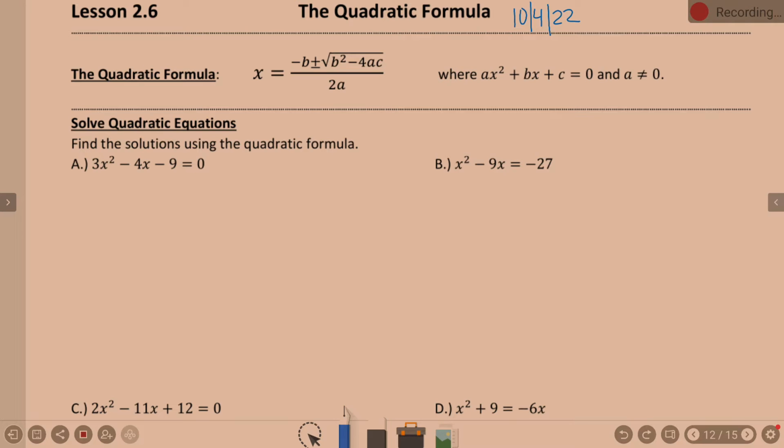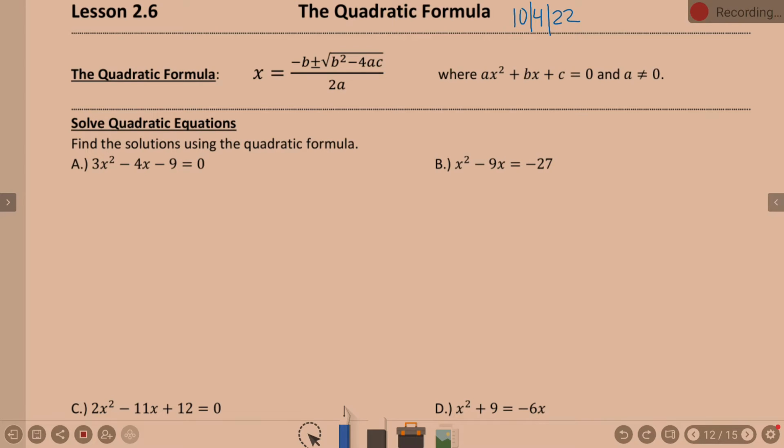Okay, 2.6 is the quadratic formula. This is definitely Algebra 1 review. There's not really a whole lot new about the quadratic formula. I mean, we just look at it a little more in depth. But you would have done the quadratic formula in Algebra 1, right? Okay. Quadratic formula.